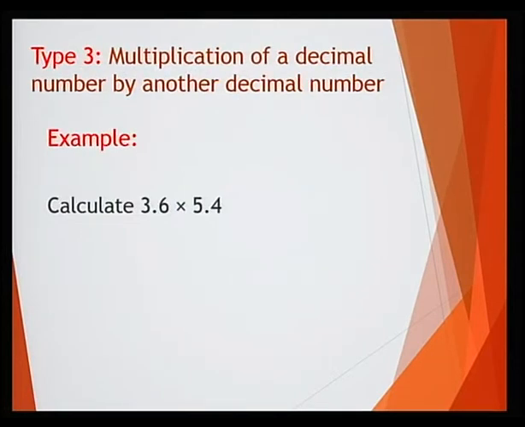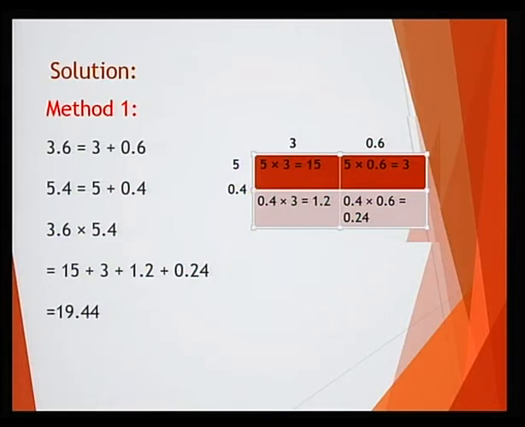The next type, multiplication of a decimal number by another decimal number. So 3.6 times 5.4. We have two different methods of calculating this problem. Let us look at the first method. 3.6 can in fact be written as 3 plus 0.6, and 5.4 can be written as 5 plus 0.4. So let us look at this table. I have broken the 3.6 into two parts, 3 and 0.6. The same has been done for 5 and 0.4.